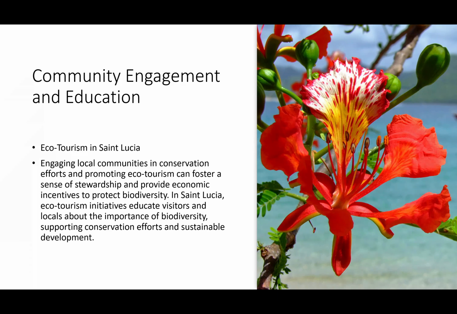And also we have general community engagement and education. Ecotourism is rampant within St. Lucia, so I use St. Lucia as the example here. Engaging local communities in conservation efforts and promoting ecotourism can foster a sense of stewardship and provide economic incentives for protecting biodiversity. In St. Lucia specifically, one of their initiatives is to educate the visitors on the importance of biodiversity and supporting conservation efforts and sustainable development. So that's what they generally do there.